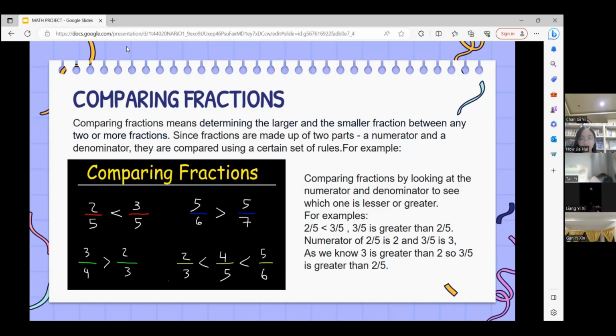greater. For example, 3/5 is greater than 2/5. The numerator of 2/5 is 2 and of 3/5 is 3. As we know, 3 is greater than 2, so 3/5 is greater than 2/5.